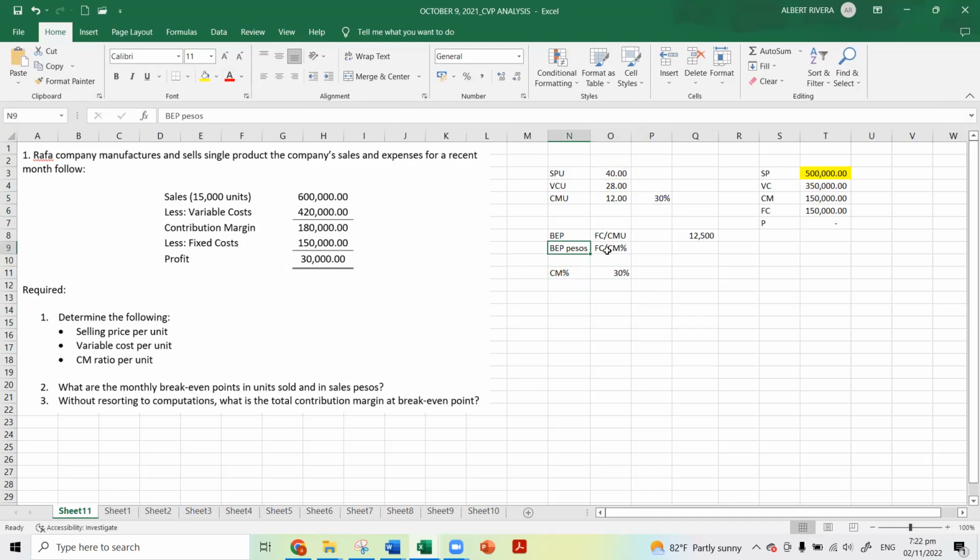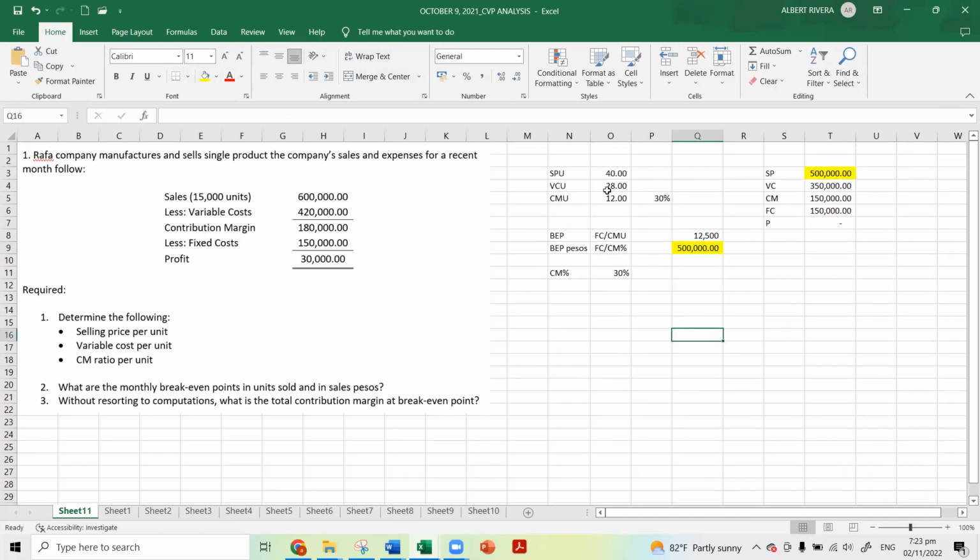And to get the break-even point in pesos, that is your fixed cost divided by the contribution margin percentage or ratio. So your fixed cost here is 150,000 divided by the 30% CM ratio, that will give you 500,000. So there are so many ways to compute the break-even point in pesos. But as a matter of advice, once you have computed the break-even point in units, just multiply that by the selling price per unit to get the break-even point in pesos. So if you already got the 12,500 here, times the selling price per unit, that will give you the break-even point in pesos. So the answers are in item 1. These are the related answers for item 1: the selling price per unit, the variable cost per unit, and the CM per unit. While item 2, what are the break-even points in units and sales?